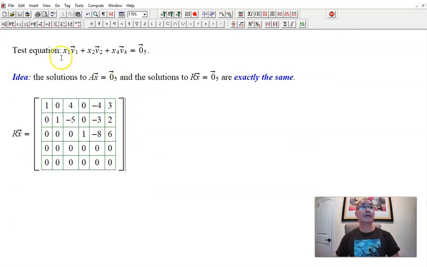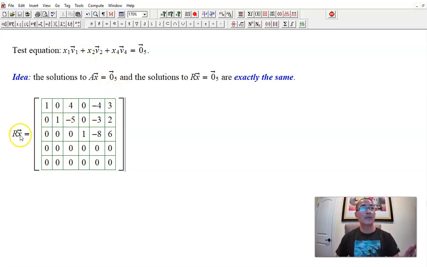Okay, so let's think about this dependence test equation. We only want x1 v1 plus x2 v2 plus x4 v4 to add up to the zero vector. What happened to v3, v5, and v6? We had 6 vectors in the beginning. Well, you can think of them as being there, except they're invisible, so that means that they have been killed by a coefficient of 0.